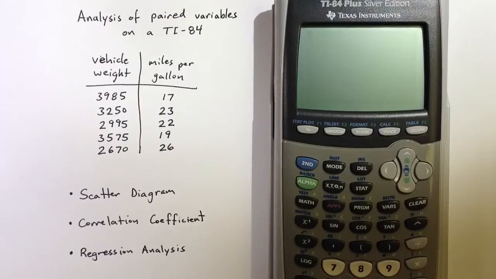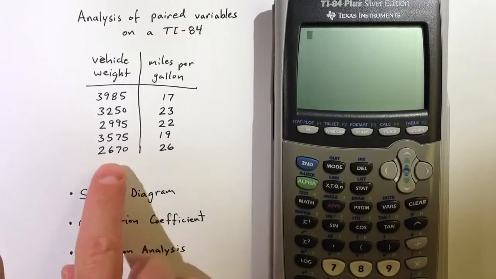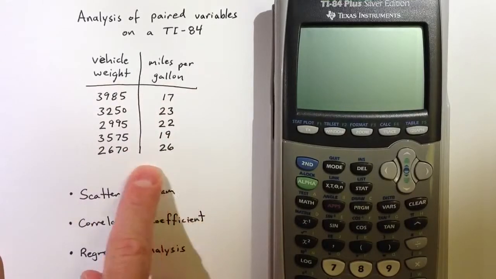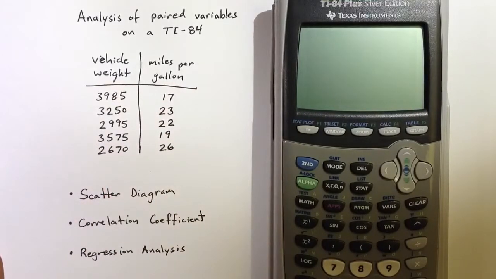Let's take a look at how we can analyze variables on a TI84. We're going to look at the variables vehicle weight and miles per gallon for cars. We'd like to create a scatter diagram for 5 different cars and calculate the correlation coefficient.